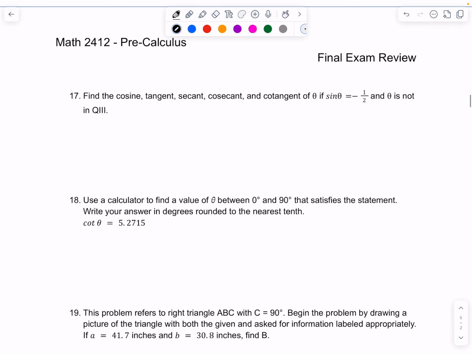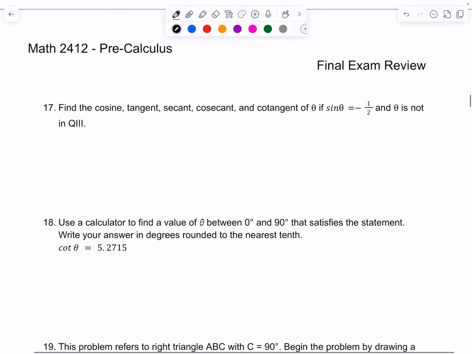Okay, number 17. Find cosine, tangent, secant, cosecant, cotangent, and then it gives us sine. It says it is not in quadrant 3. Well, the sine is negative, which means the only place it could be is in quadrant 4 because it specified it was not in quadrant 3. So if this is our sine, our cosine is going to be root 3 over 2, and our hypotenuse is 1. So the cosine of theta is root 3 over 2.